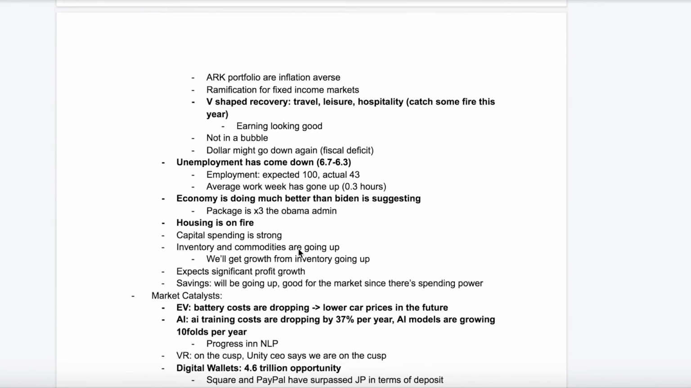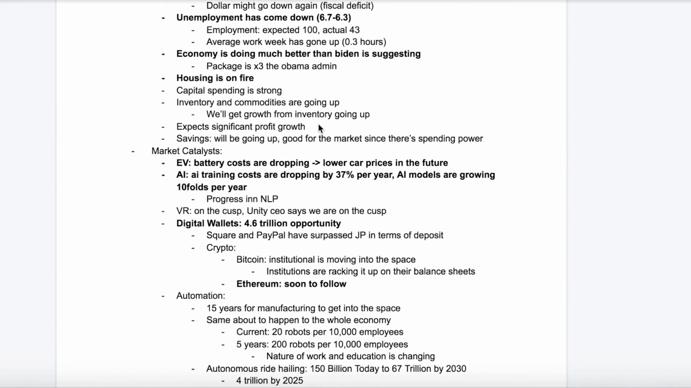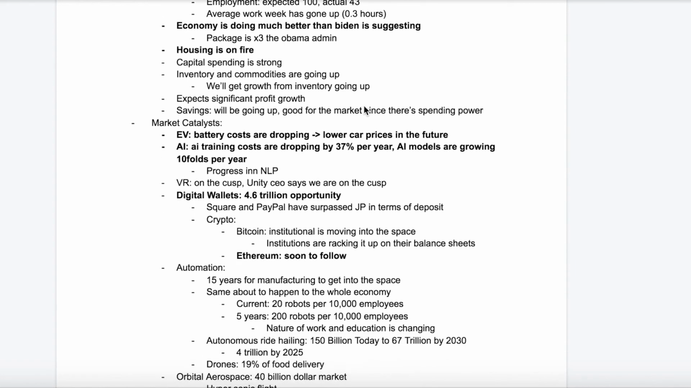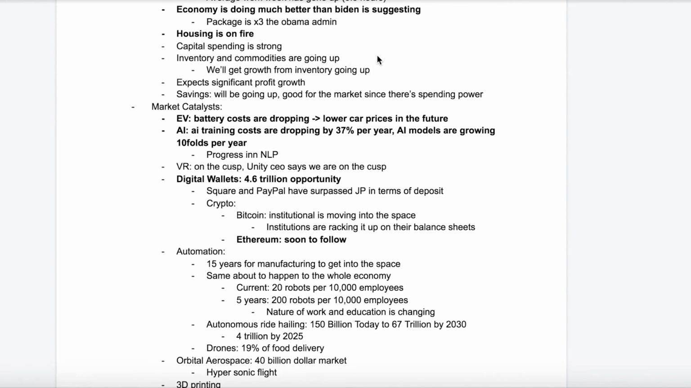The second thing I want to talk about is the V-shaped recovery. So we are currently in economic growth following the pandemic with hopes to continue to grow. We can see that travel, leisure, and hospitality are the ones falling behind, but they're hoping to catch fire moving on this year. So everything is looking pretty good in that regard. Unemployment is going down. We're trying to see more people get employed, which is very, very good. And also the economy is doing much, much better than Biden is saying it is, which is a really good sign.